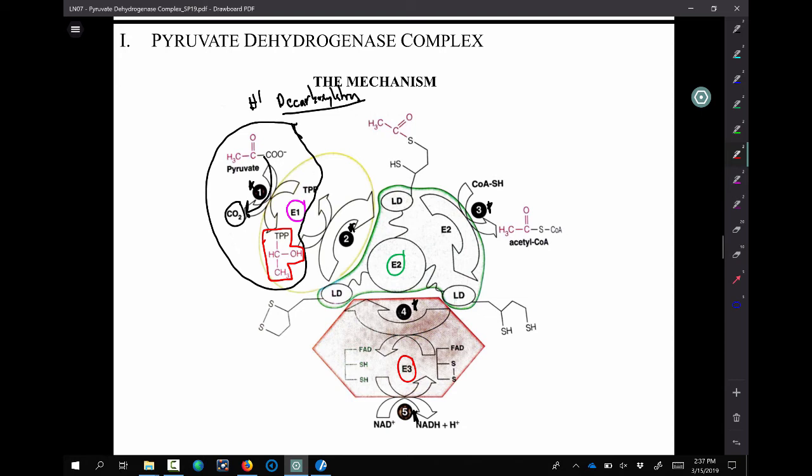It produces a TPP hydroxyethyl intermediate. Okay, hydroxyethyl is 2 carbons with the hydroxyl group on it attached to TPP. That's where our nomenclature comes from. TPP hydroxyethyl intermediate. And that would be step 1, okay? TPP hydroxyethyl is produced. It's a covalent bond between the hydroxyethyl and the TPP.